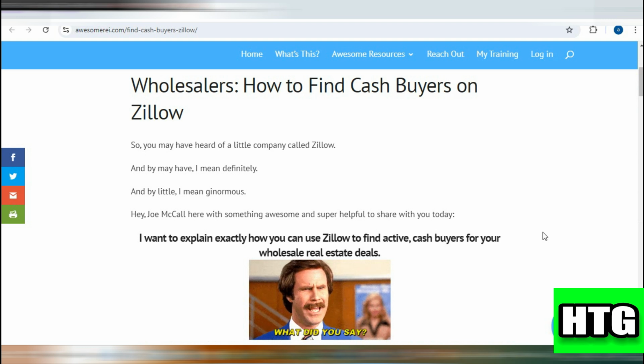Lastly, if you're selling, make it clear in your listing that you're open to cash offers. This can attract buyers who are ready to close the deal quickly without the need for financing.